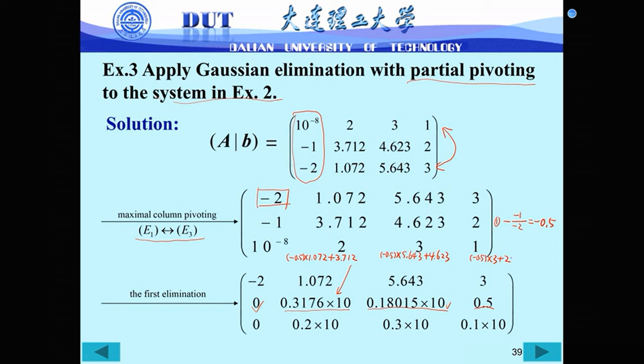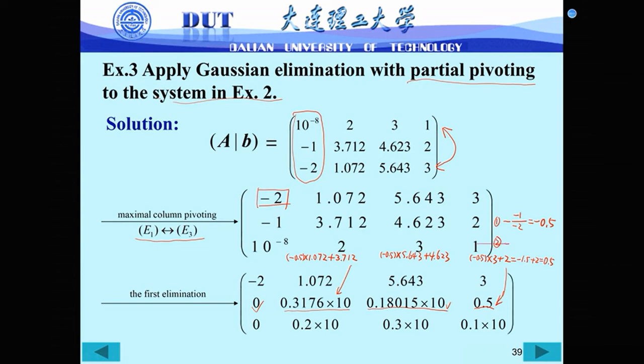Also, this number is obtained by minus 0.5 multiply 3 plus 2. It's okay for you? So I can show you. It is very simple, right? It should be minus 1.5 plus 2. It is just 0.5. Clear? We use this new multiplier to multiply the first row, add to the second row, then obtain these numbers. And continue. Let's check the second multiplier.